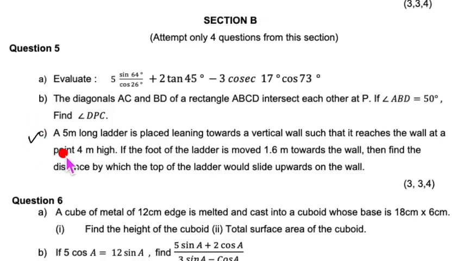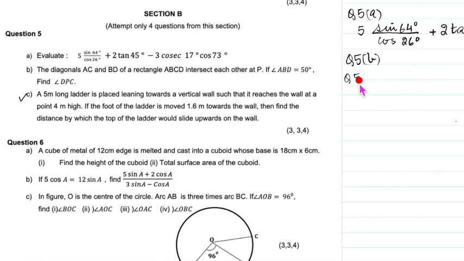Now we come to 5C. A 5-meter long ladder is placed leaning towards a vertical wall such that it reaches the wall at a point 4 meters high. If the foot of the ladder is moved 1.6 meters towards the wall, then find the distance by which the top of the ladder would slide upwards on the wall. Let us look at the diagram. Your first tip is to always draw the diagram. Okay, so let us draw the diagram.